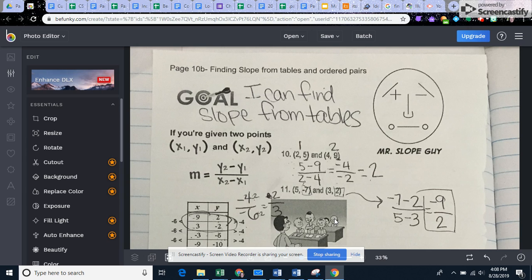Hi, on page 10b, we are finding slopes from tables in ordered pairs. So our goal is to find slope from tables.